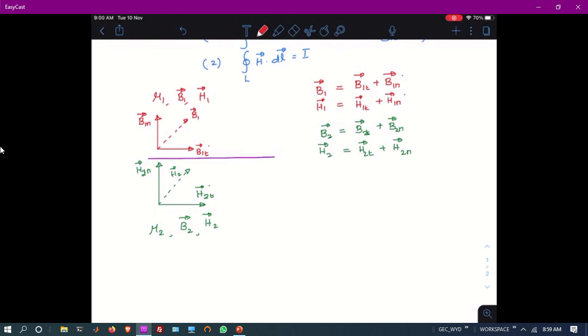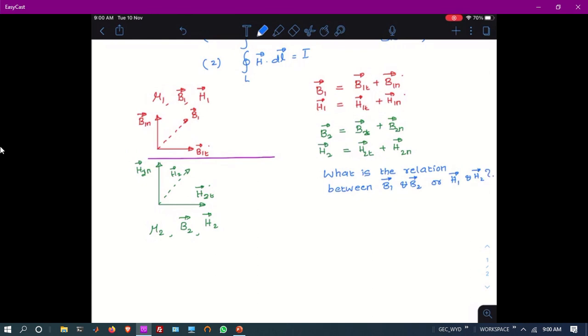So now let's try to derive the relation between the magnetic flux density or magnetic field in the first medium and the magnetic flux density or magnetic field in the second medium. Basically, what we are asking is: what is the relation between B1 and B2, or H1 and H2?